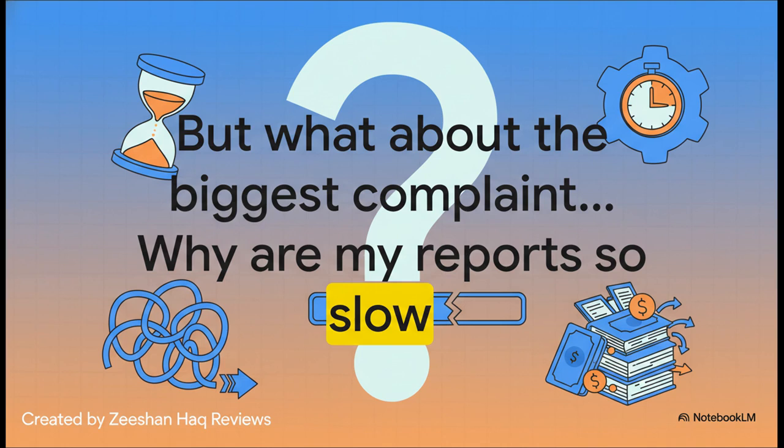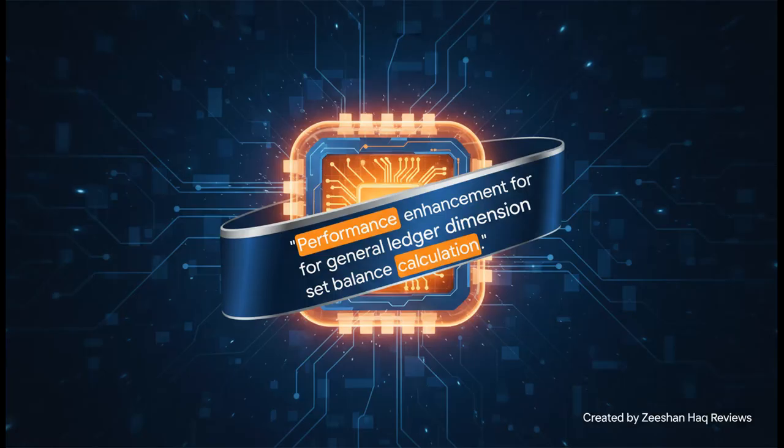Okay, so we've solved some mysteries, we've fixed discrepancies, but let's be real. What about the one issue that affects literally everyone, no matter how clean your data is? I'm talking about the sheer, agonizing slowness of running a trial balance when you've got tons of transactions. You hit run, go get a coffee, come back, and it's still loading. Well, the good news is Microsoft heard everyone's complaints loud and clear. And the solution is an absolute game-changing feature with, admittedly, a ridiculously long name, Performance Enhancement for General Ledger Dimension Set Balance Calculation.